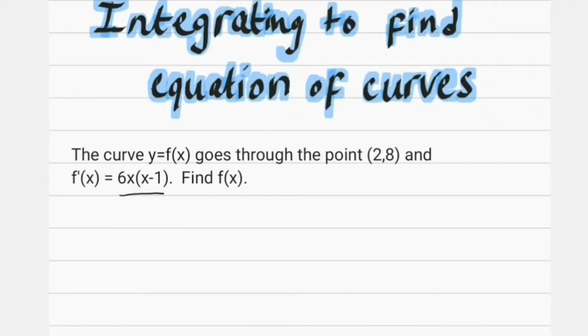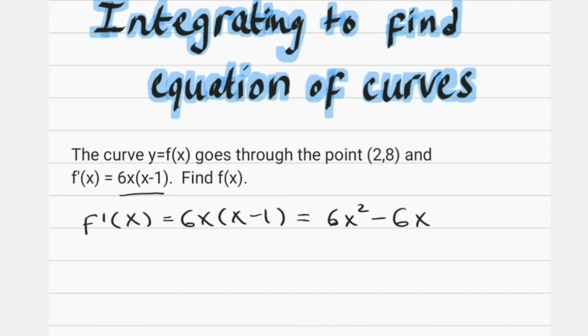In this example, we're going to look at how to integrate a function and also find the unknown constant c using coordinates of a point that we're given. This is just a simple exam-style question. So the curve y is equal to f of x goes through the point (2, 8), and f prime of x is equal to 6x multiplied by x minus 1, and therefore we need to find f of x. So the first thing we're going to do is expand these brackets. So f prime of x is equal to 6x multiplied by x minus 1, and that's going to be 6x squared, take away 6x.